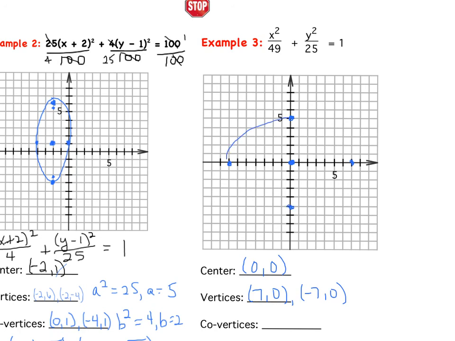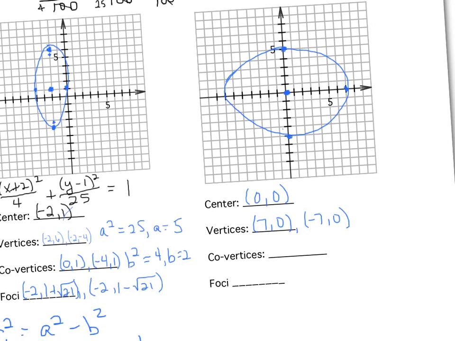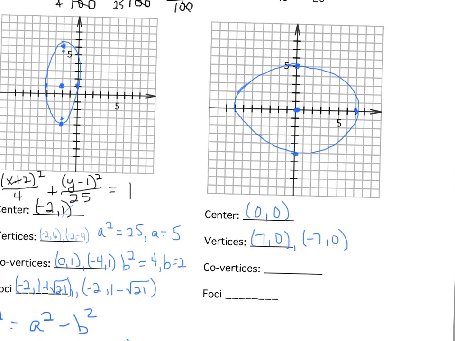Then you could sketch your ellipse. Missed a little bit. Let's go back and try that again. It's a little bit better. So then we want to make sure we have the points written for the coordinates of our co-vertices as well. So our co-vertices are at 0, 5 and 0, negative 5.